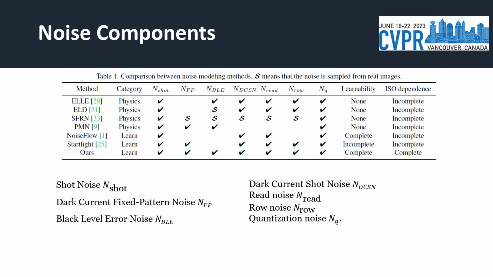Our method. As shown in this table, the proposed noise model covers the most common kinds of noises in the imaging process, including shot noise (shot), dark current fixed pattern noise (FP), black level error noise (BLE), dark current shot noise (DCSN), read noise (read), row noise (row), and quantization noise (Q). Besides, the ISO dependence is also better considered compared to existing methods.